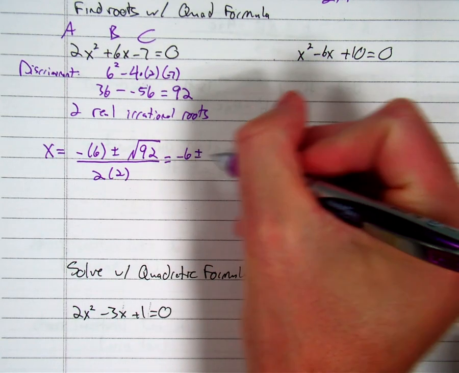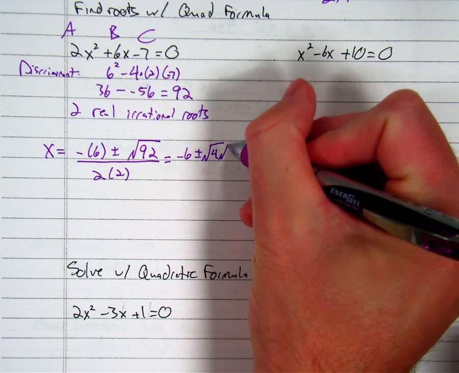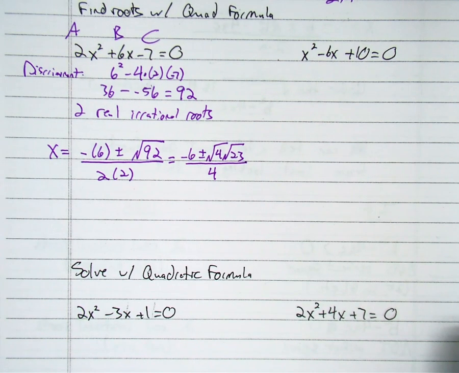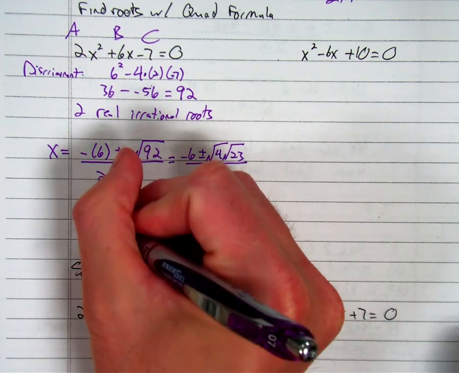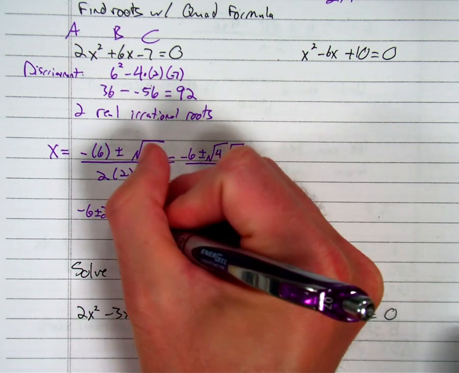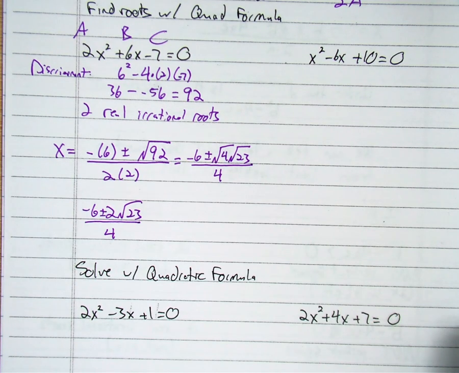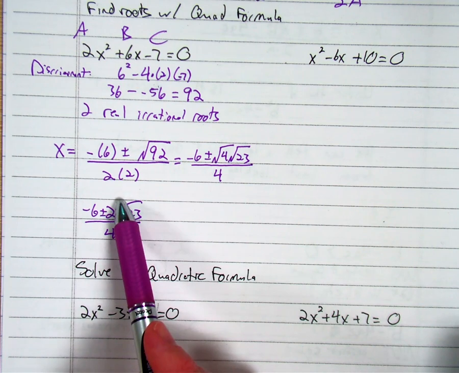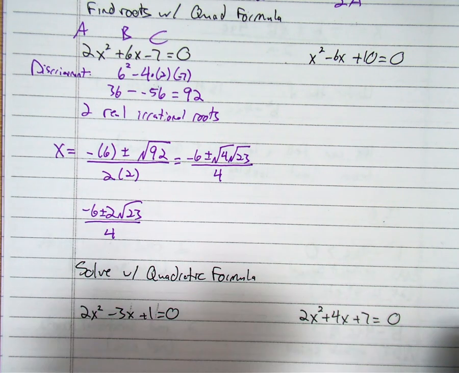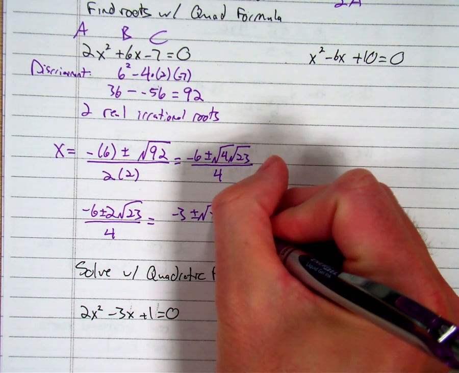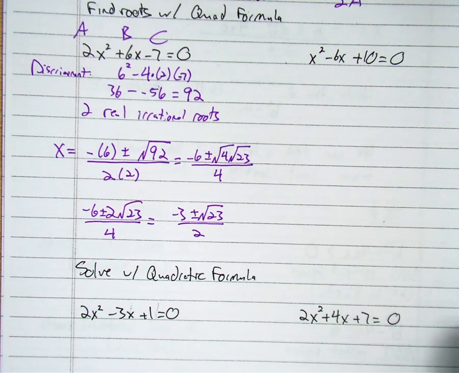Negative 6 plus minus radical 4, radical 23 over 4. And the square root of 4 is 2. 2 radical 23 over 4. Not done yet. There's 3 parts to this, top left, top right, and bottom, and they're all 3 divisible by 2. So we'll have negative 3 plus or minus 1 radical 23 over 2. And that's what they mean by 2 irrational roots. We're going to have a square root involved. There's the plus minus for having 2.